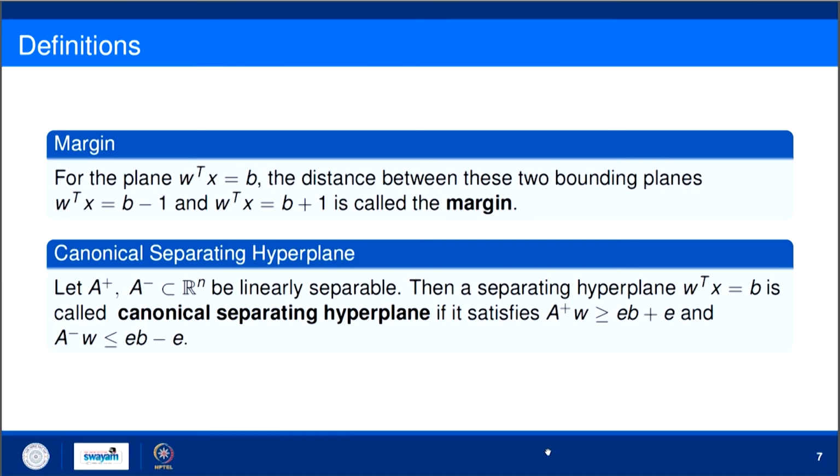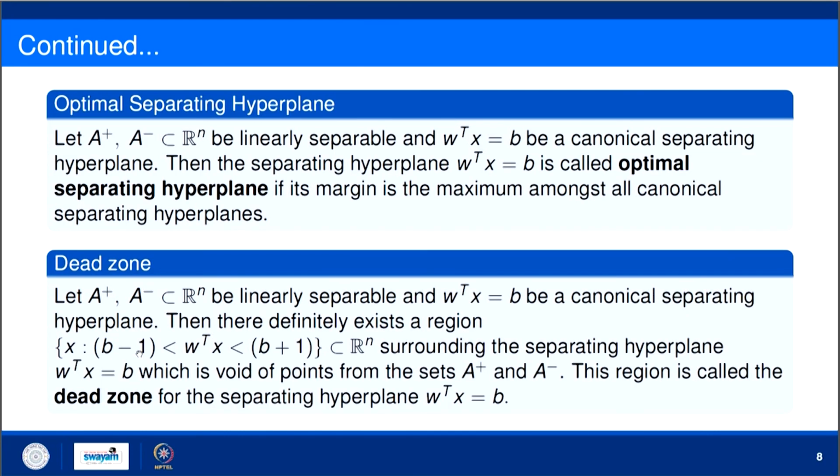Next is canonical separating hyperplanes. Let A plus and A minus be linearly separable, we are assuming. Then a separating hyperplane W transpose x equal to B is called a canonical separating hyperplane if it satisfies this and this inequality. So, this plane will be called a canonical hyperplane if these two inequalities hold.